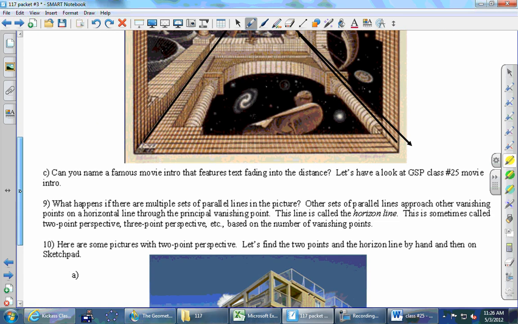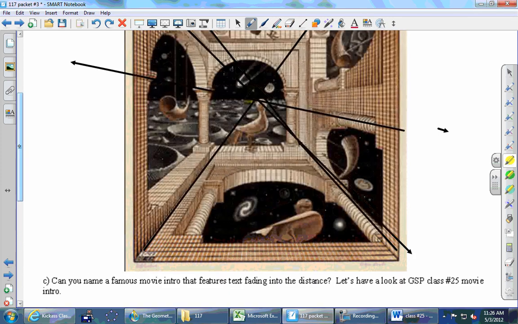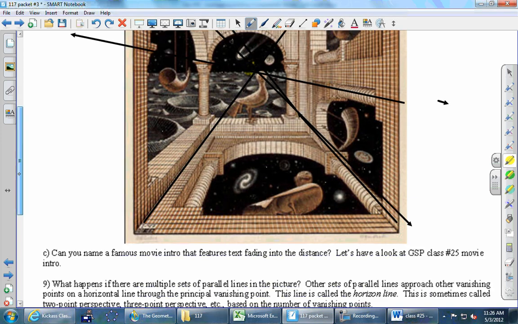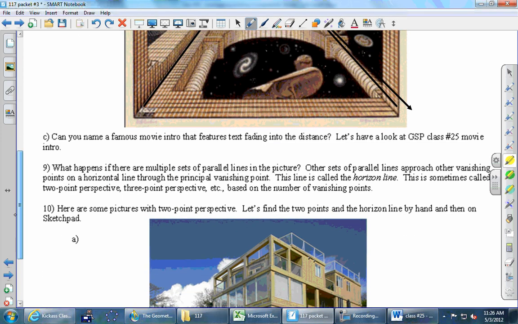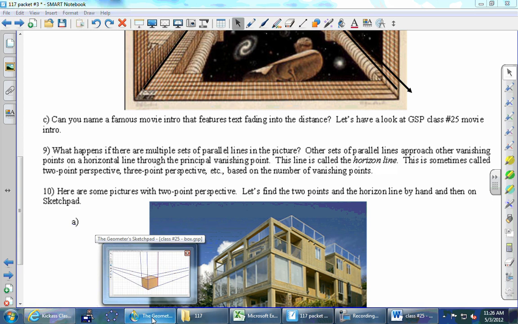Okay, for this one, the box we first looked at was in 2-point perspective. Okay, let's go down to C. Who's our reader now? Is it Justin? You guys know what I'm talking about?